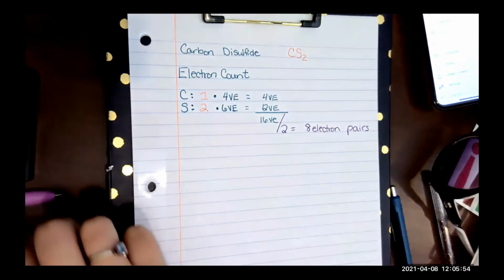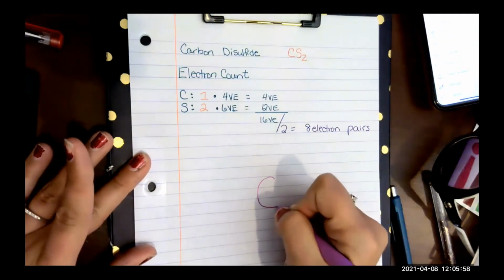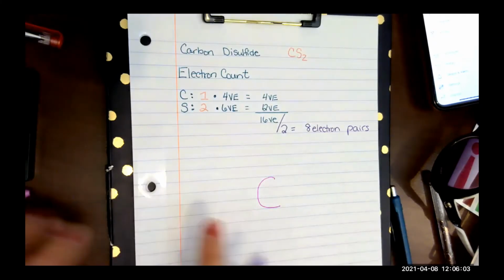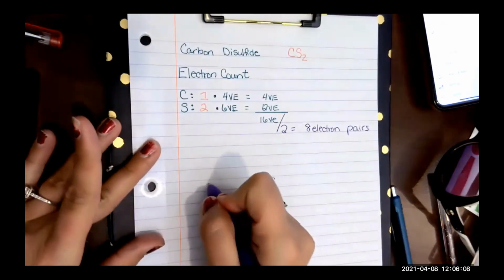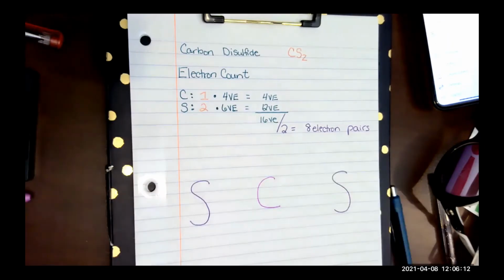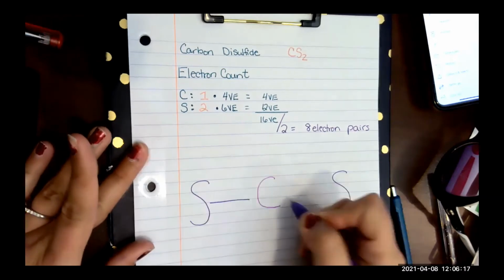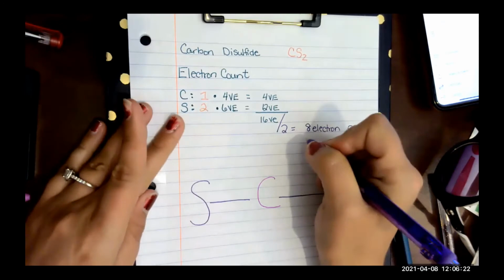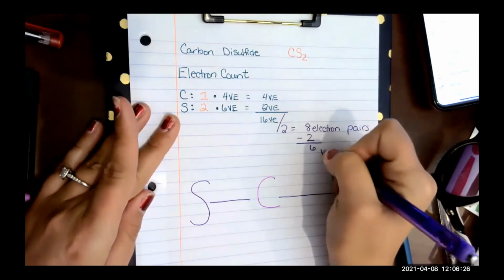Then we're going to put carbon in the middle, and we're going to put sulfur on either side. I like to do it in a line because it saves paper. It's a lot easier than doing it like this. The very first thing we're going to do is draw 1 line, because you always start with 1 line. That's the minimum. So we have 2 lines. That's 2 pairs used. So now we have 6 pairs.